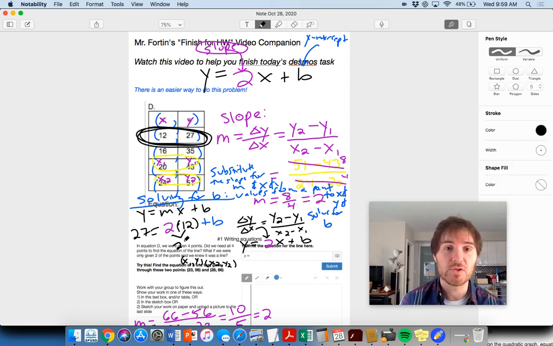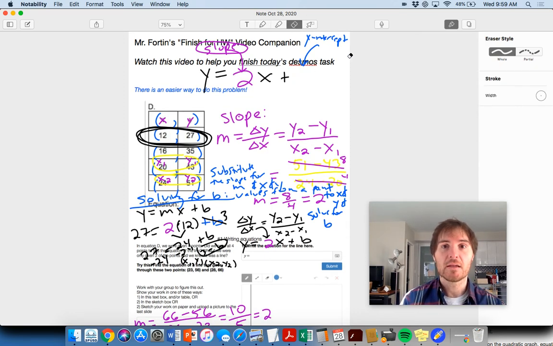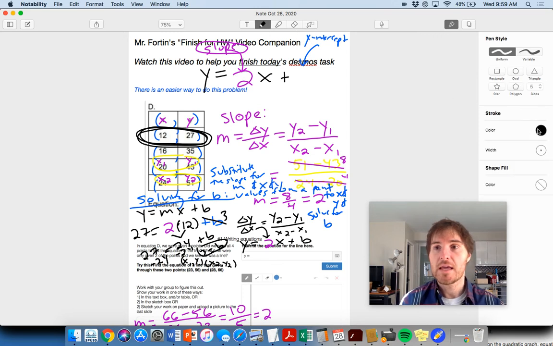So 2 times 12 is 24 plus B equals 27. Subtract 24 from both sides, and we get B equals 3. Okay, B equals 3, because we solved for it. It makes sense that B would have to be 3 here. It's 2 times 12 is 24 plus 3, 27. And we're good to go. So we got our B, and that's called solving for B. And now we have our equation, okay?